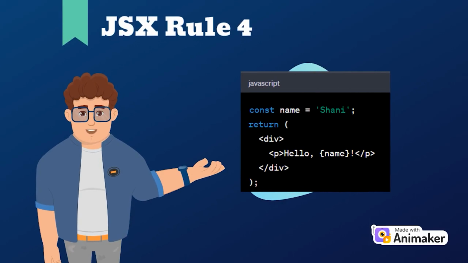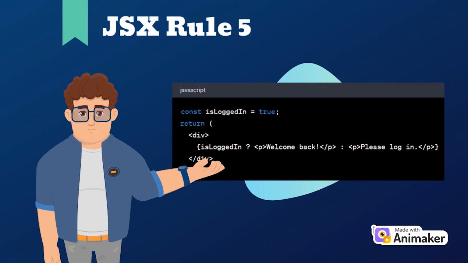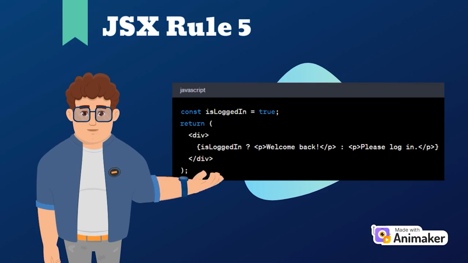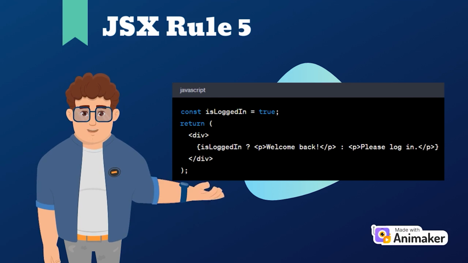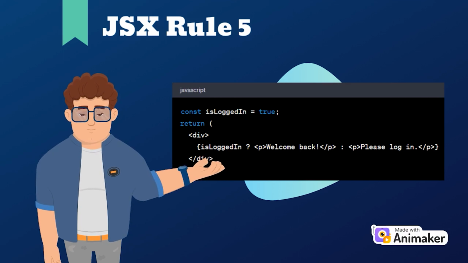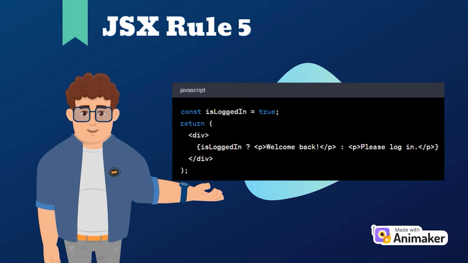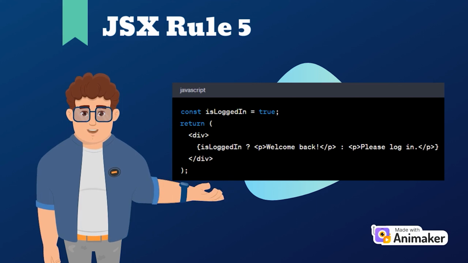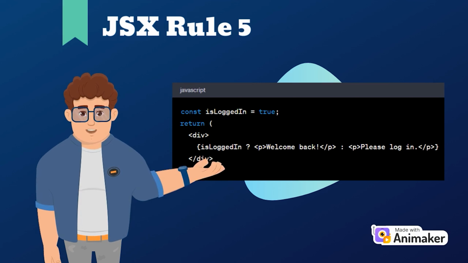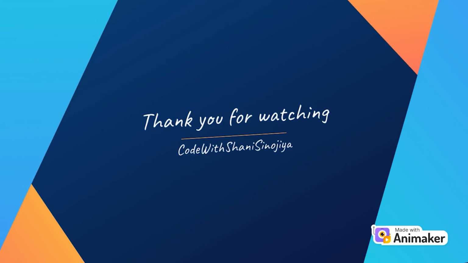Additionally, we cannot use if statements or loops directly in JSX code. Instead, we need to use JavaScript expressions and conditional operators to achieve similar functionality. For example, here, we're using a conditional operator to conditionally render different JSX elements based on the value of the isLoggedIn variable. I hope these additional JSX rules were helpful.